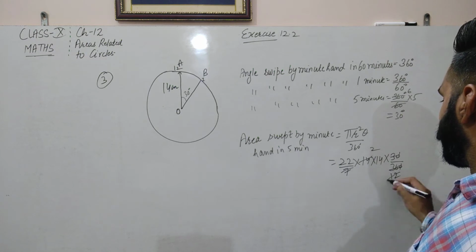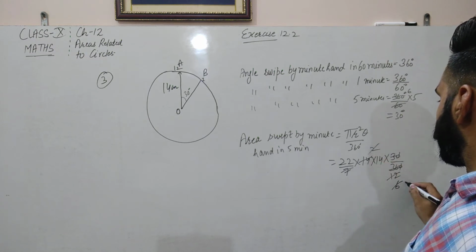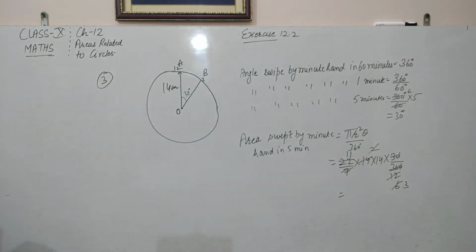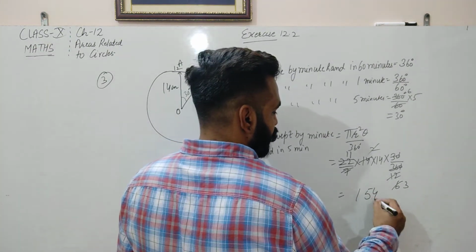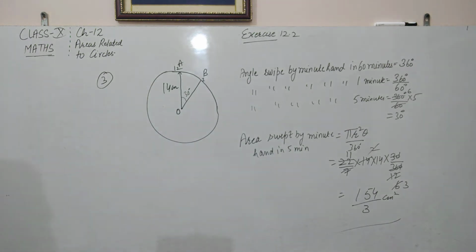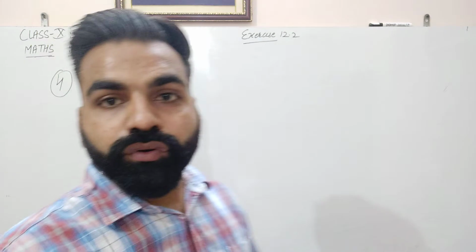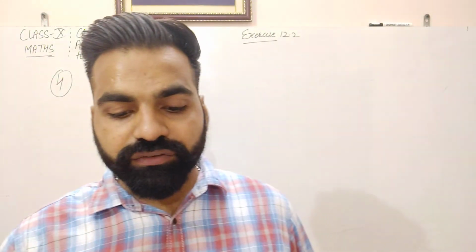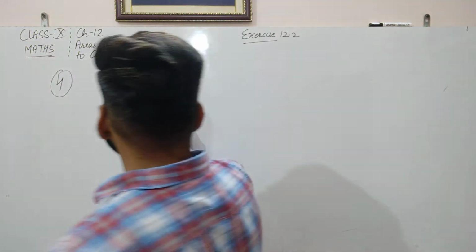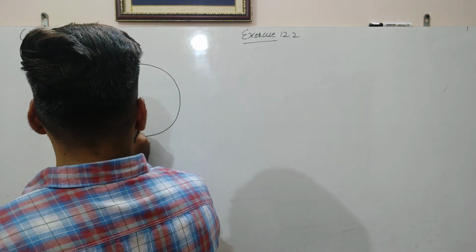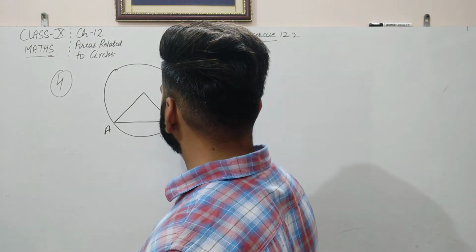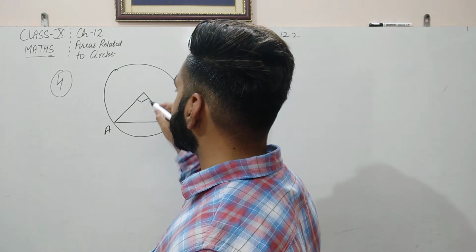3 12, 6. So this will be equals to 154 by 3 centimeter square. So this is the final answer. Now question number 4. A chord of circle of radius 10 centimeters subtends the right angle at the center. So there is a chord in a circle. Let us say the chord is AB. It subtends a right angle at the center. That means this angle is 90 degree.